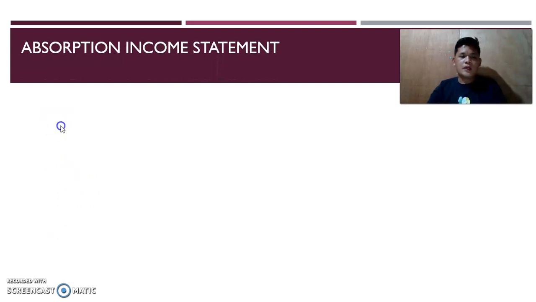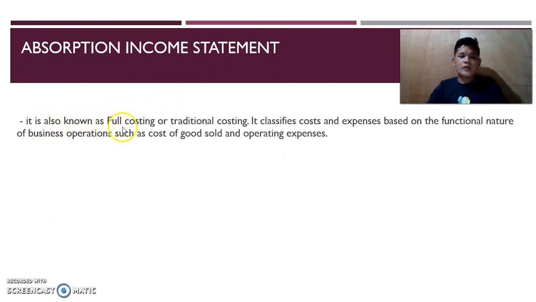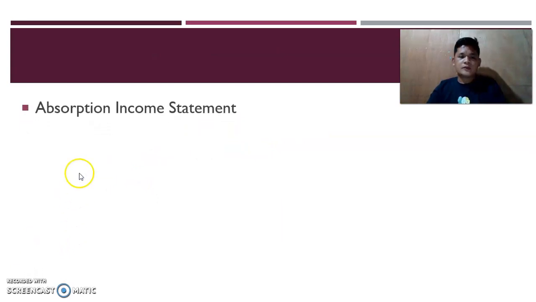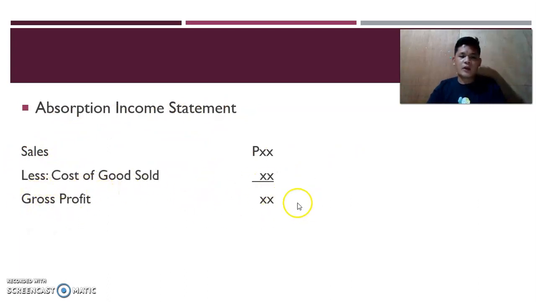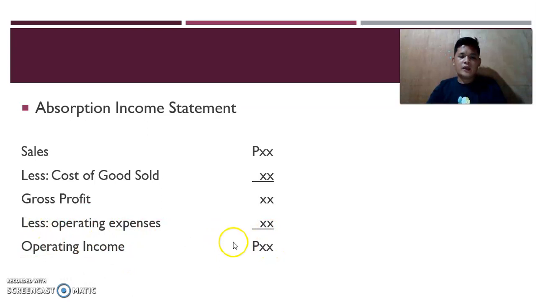So, absorption income statement. It is also known as full costing or traditional costing. It classifies costs and expenses based on functional nature of business operations such as cost of goods sold and operating expenses. Dito naman sa absorption income statement class, yung cost is either cost of goods sold or operating expenses. In an absorption income statement, the formula will be sales less cost of goods sold is equal to gross profit, less operating expenses, that will be your operating income.